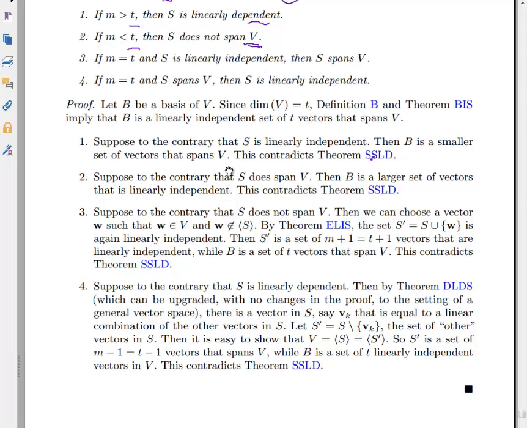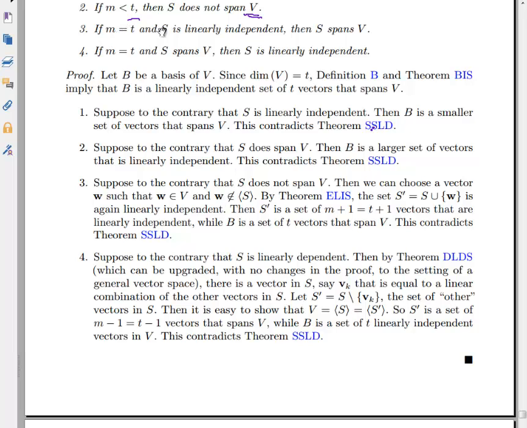Okay, so let's go to this one. This one has something a little bit new. So look at this argument. Suppose that you have a set of T vectors that does not span V. Then you could choose another vector, and by the theorem we just proved, this set S, with this additional vector thrown in, is still linearly independent. So we'd have more than T vectors that are linearly independent, which is not possible. Okay, so this is the new wrinkle: if you have T linearly independent vectors and the dimension of your vector space is T, then that set must form a basis.